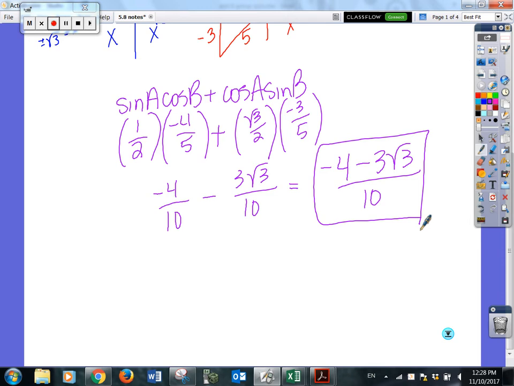And we can't combine the -4 and the -3. This is a 3√3. This is just a 4. Those are not alike.